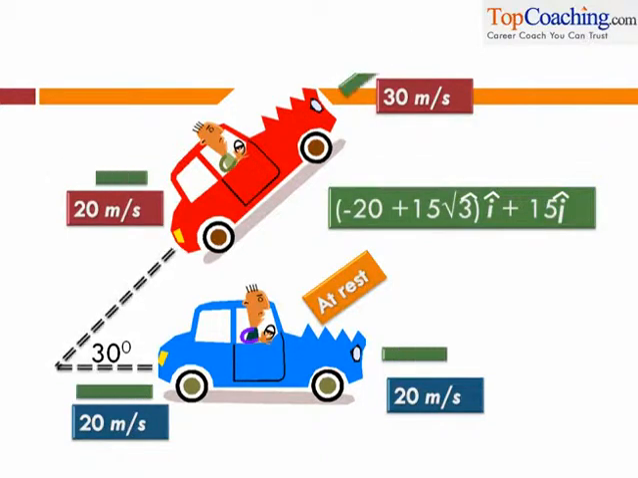Don't worry if all this seems complicated, because all that we have done is that we put the blue car to rest by adding an opposite velocity. Understood? A velocity of 20 meters per second. We then added the same opposite velocity to the other car, the red car, and then we calculated the net vector sum of the red car's velocity to get the velocity of the red car with respect to the blue car. Let's now solve yet another problem to clear this concept further.